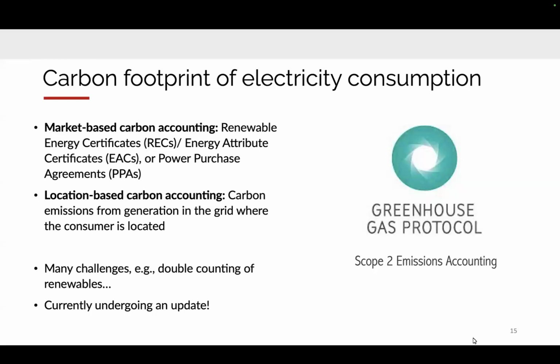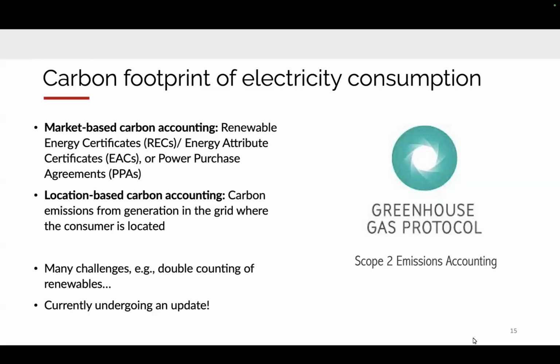Here there are tightening restrictions on where you can get these from. Currently you can get them from kind of anywhere, but there are increasing restrictions that you should get them in the region where you're actually consuming electricity. And then the other way of doing this is location-based carbon accounting, where you are looking at carbon emissions directly from the grid where you're consuming electricity.